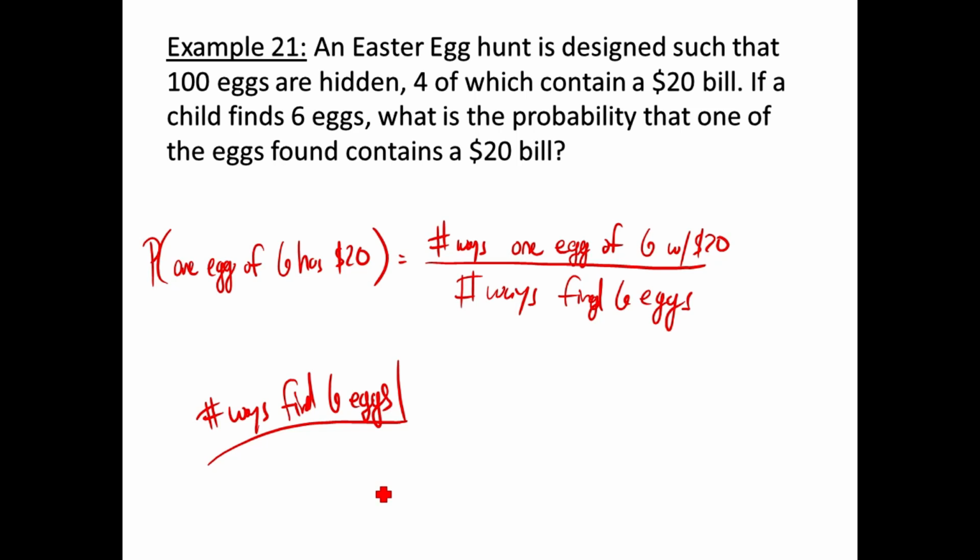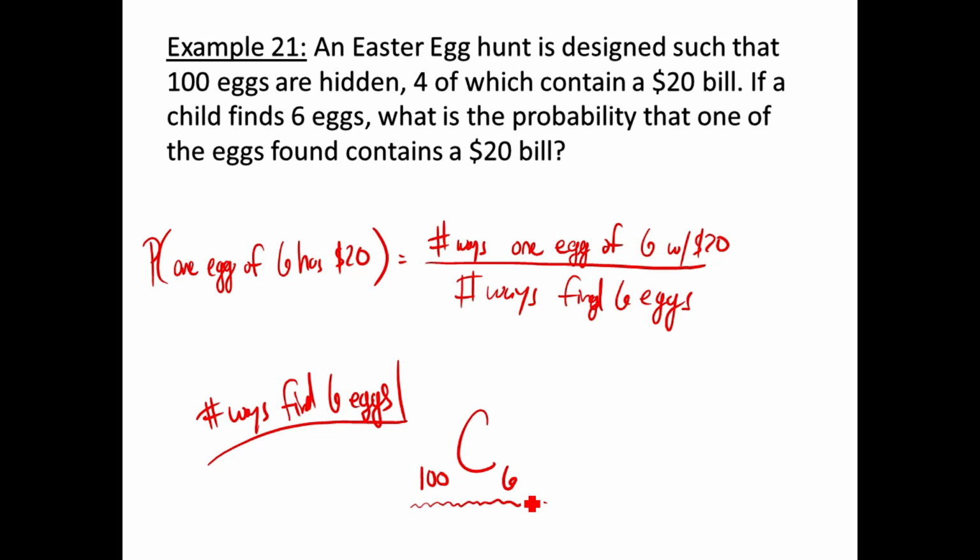Okay. So then we have 100 eggs, and we're going to find, this kid is going to find 6 of them. So this is the number of ways that could happen. So whatever 100C6 is, it's a big number. I'm not even going to write it down. But it's something. What is it?